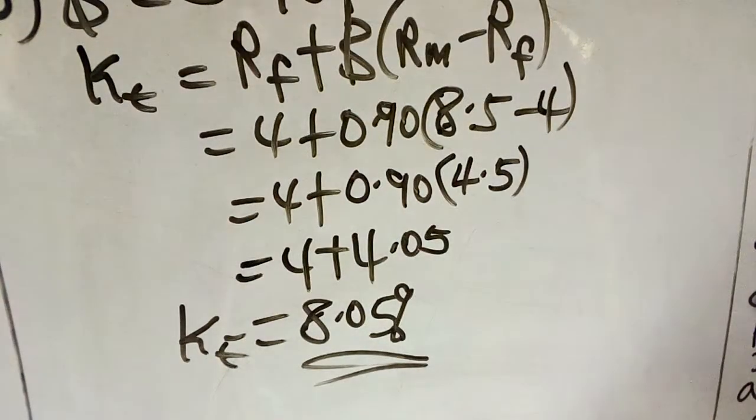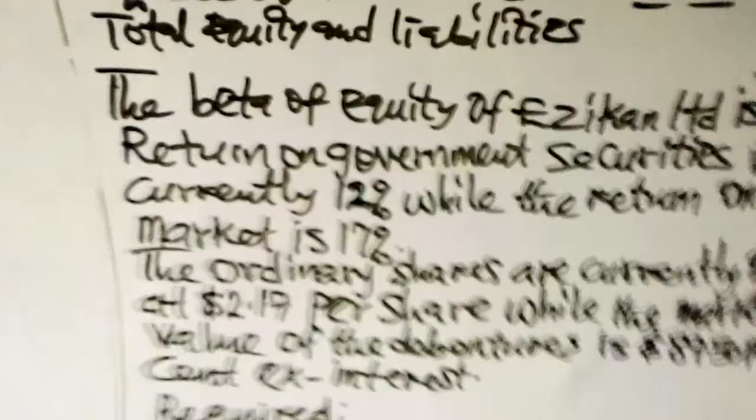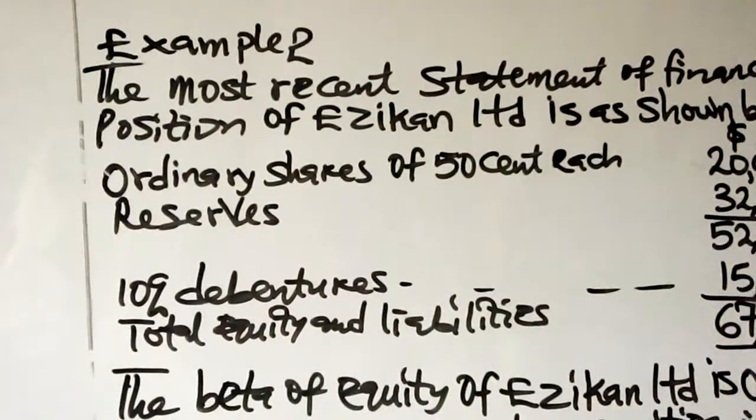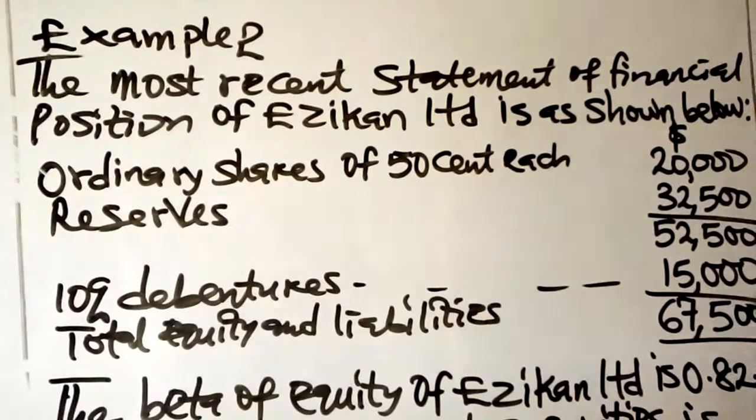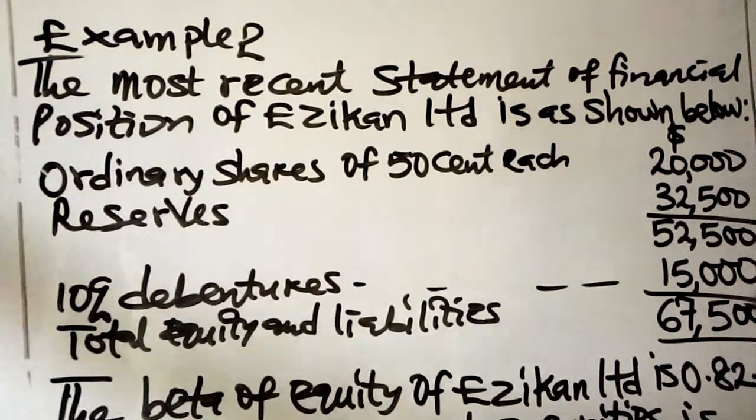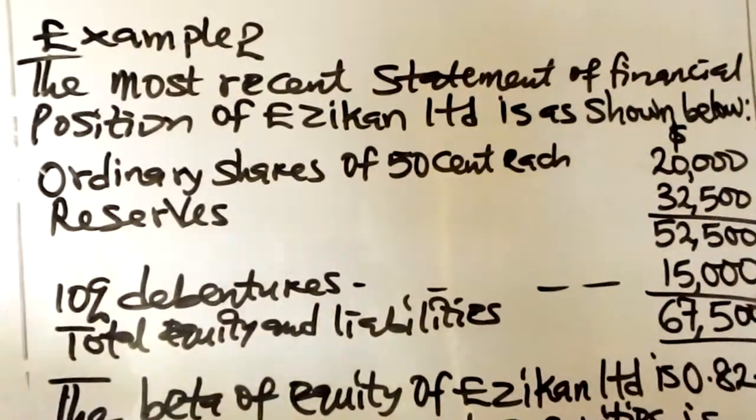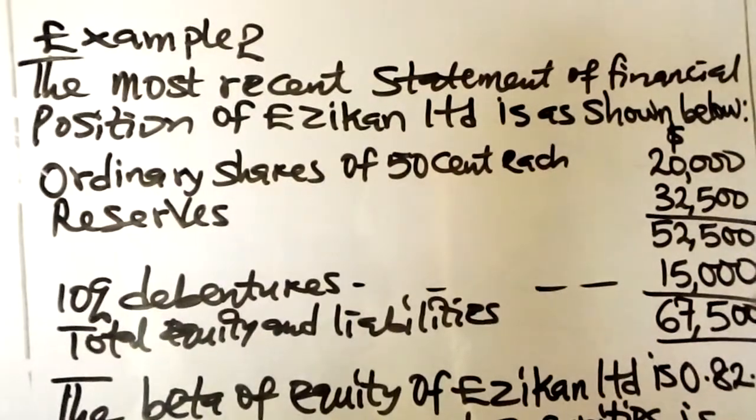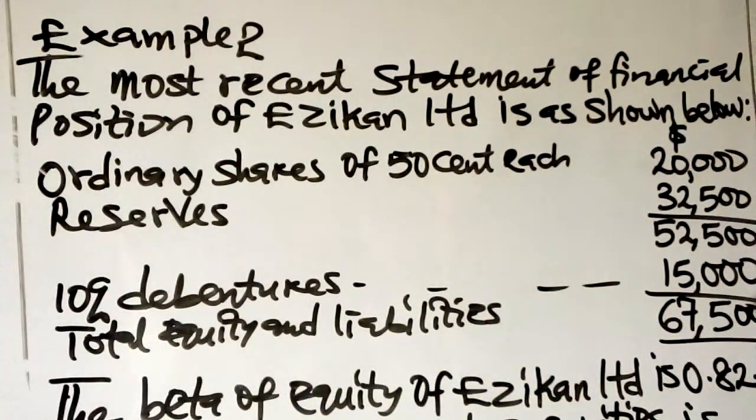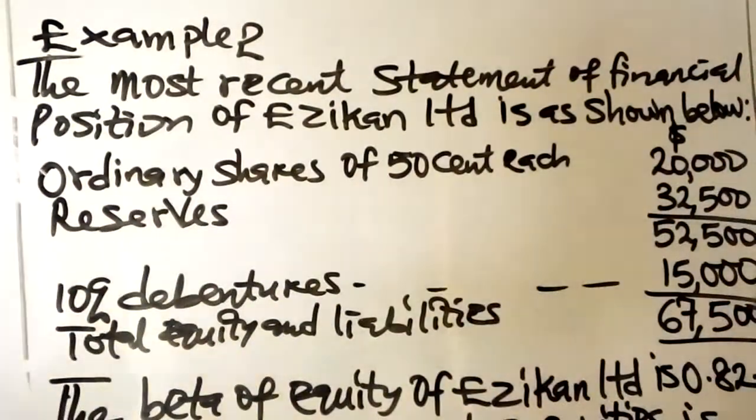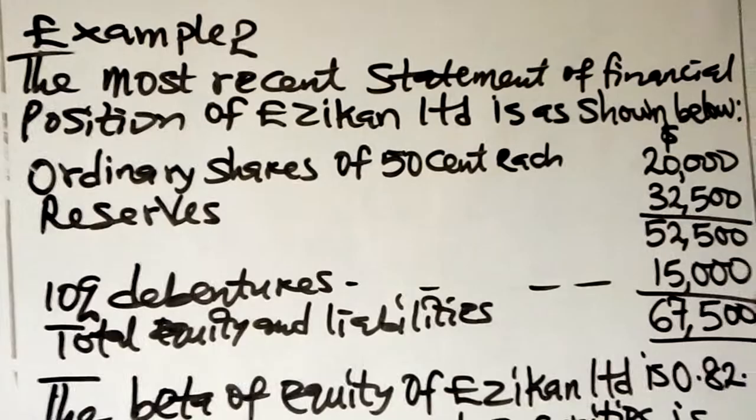So I want to look at another worked example, example two. You were given the most recent statement of financial position of Ezikan Limited, as shown below. You are given ordinary shares of 50 cents each, and that is $20,000. Then we have reserves, $32,500. Then we have total equity of $52,500. Then we have 10% debenture, $15,000. Then total equity and liabilities is $67,500.